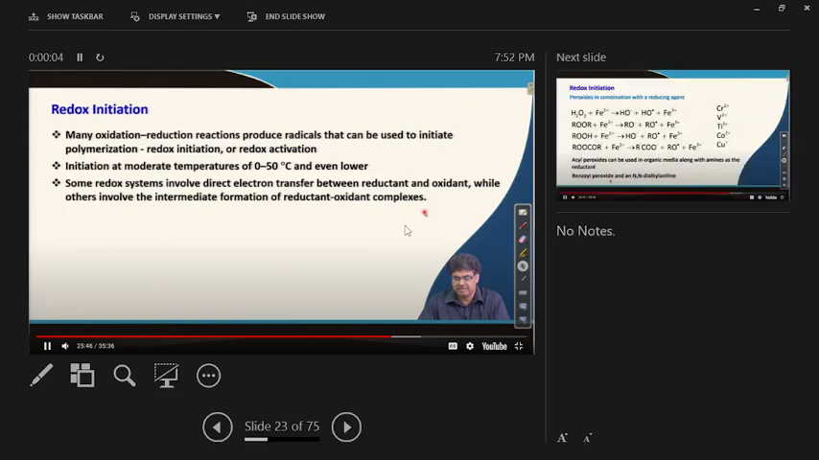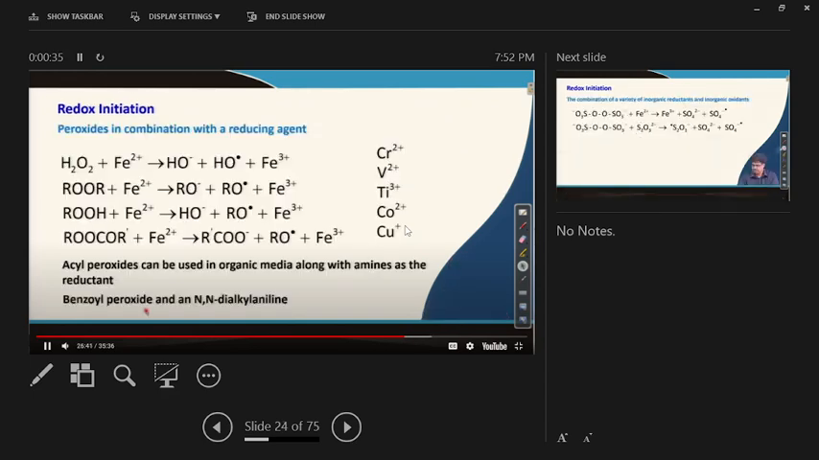Okay, now we will discuss the redox initiator. Many oxidation reduction reactions produce radicals that can be used to initiate polymerization. We will discuss some examples in the next slide. Initiation is at moderate temperature, again 0 to 50 or even lower. Some redox systems involve direct electron transfer between reductant and oxidant, while others involve the intermediate formation of a reductant and oxidant complex. We will discuss some examples in this slide.